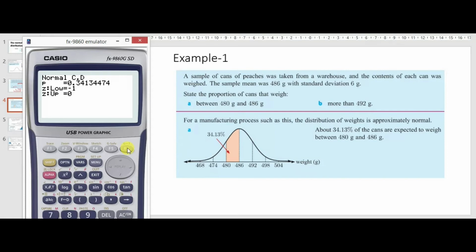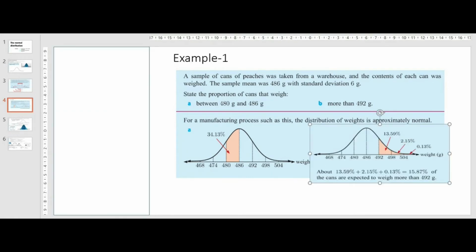So that is the probability. If you are looking at probability, this is the probability of getting cans between 480 grams and 486. One more point I must make is under the graph, the total probability if you count will be equal to 1. Looking at the diagram shown below, you can see that the proportion of cans that weigh between 480 grams and 486 grams is 34.13%.